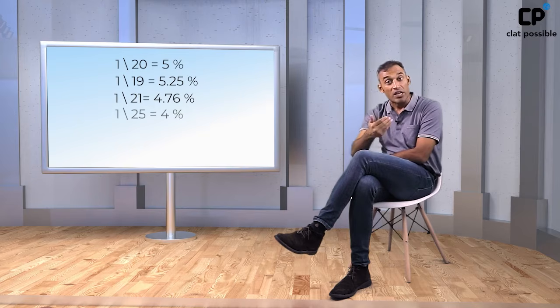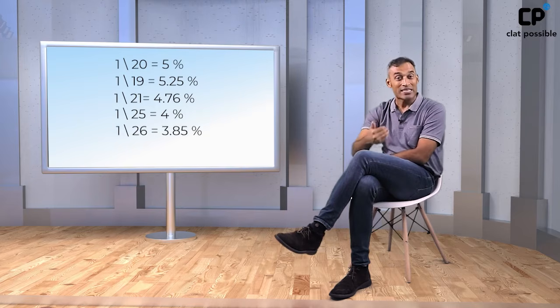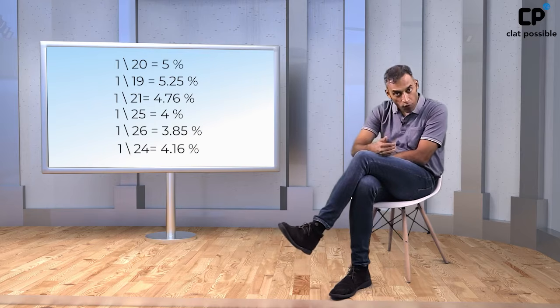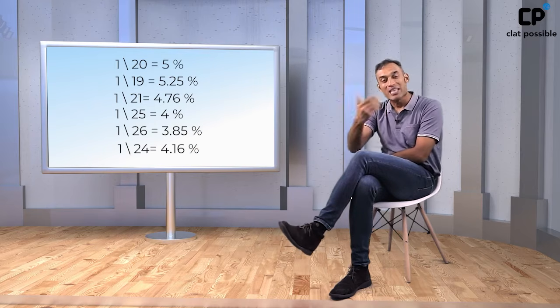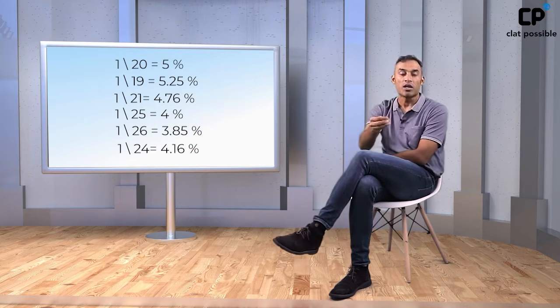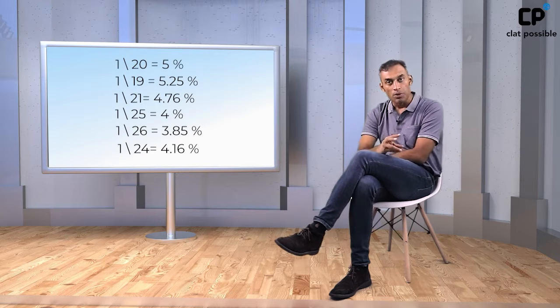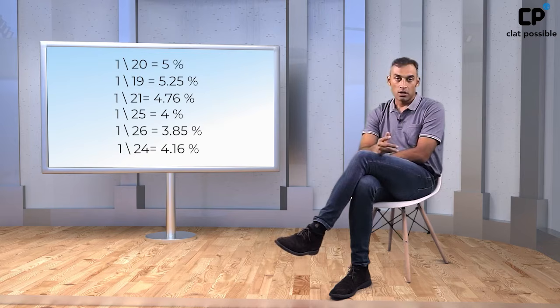Similarly, 1 by 25 is 4%, right? And 1 by 26 is 3.85%. And 1 by 24 is 4.16. You can remember it as 4.15%. So be very, very comfortable with ratios. It will be very handy, and as far as possible, use multiplying factors, wherever you can insert that, right?